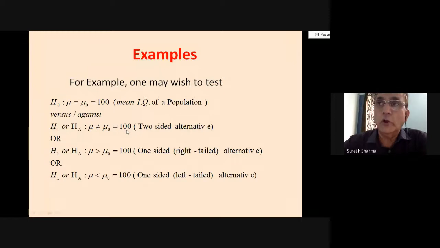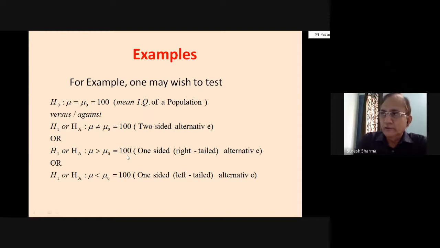Now, if I write not equal to 100, it could be less than 100 or more than 100, because I'm just putting not equal to 100. That's why, if there is a not equal to sign in your alternative, this type of alternative is called a two-sided alternative. Let me repeat, this type of alternative is called a two-sided alternative. Why two-sided? Because it could be less or it could be more.